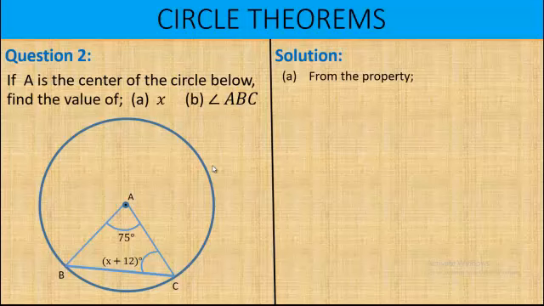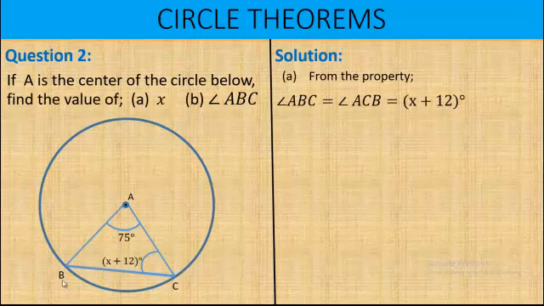From the property, we know that angle ABC is equal to angle ACB. And for ACB, the angle was given as s plus 12 all degrees. So it means angle ABC is also bracket open s plus 12 all degrees.